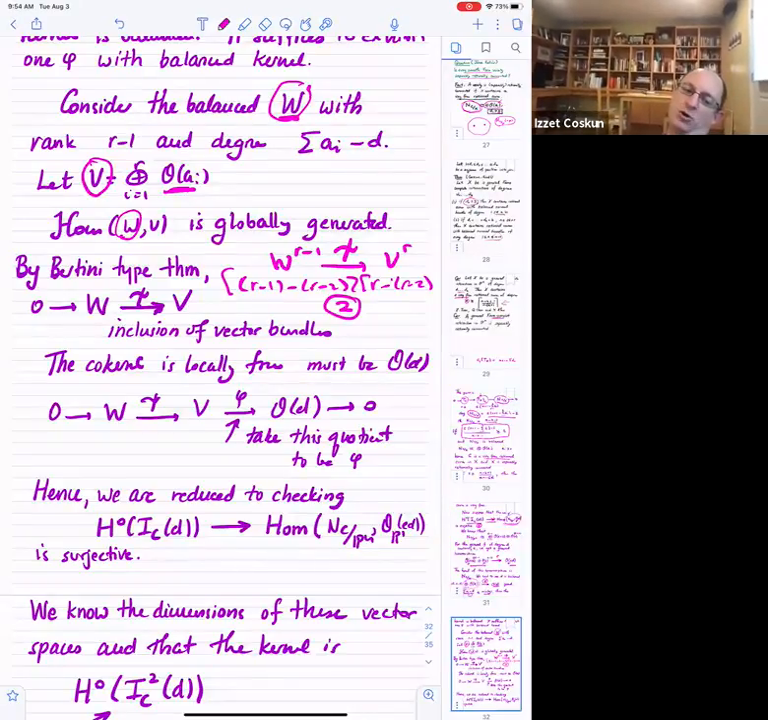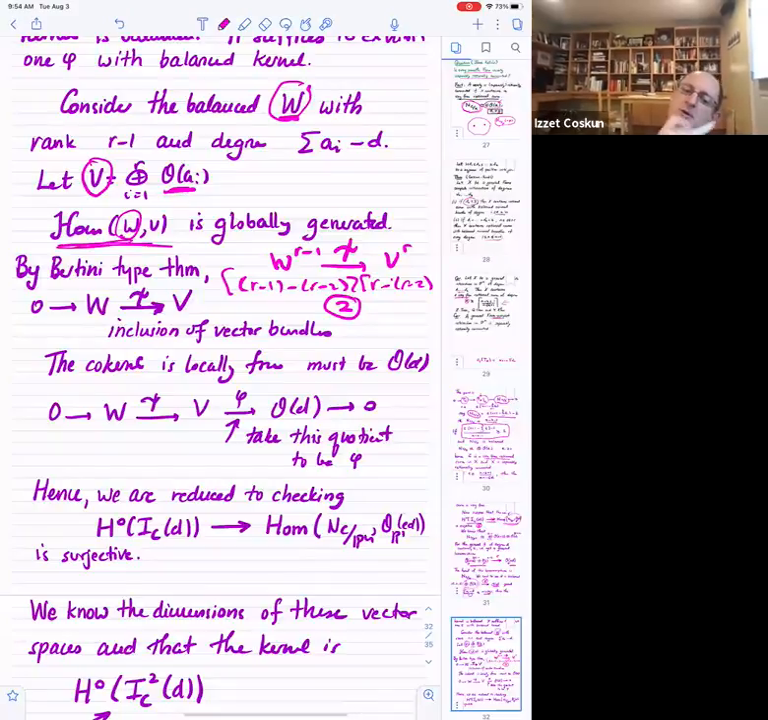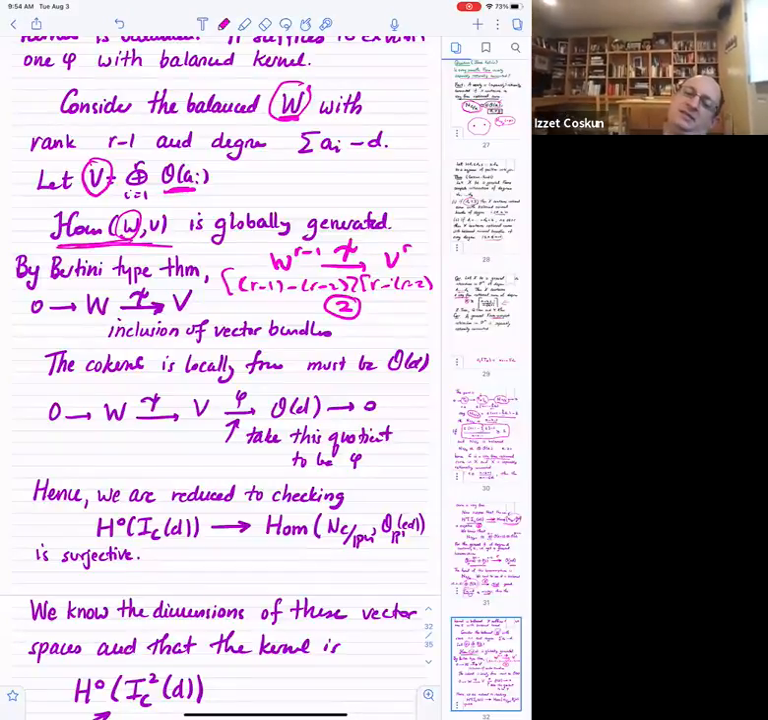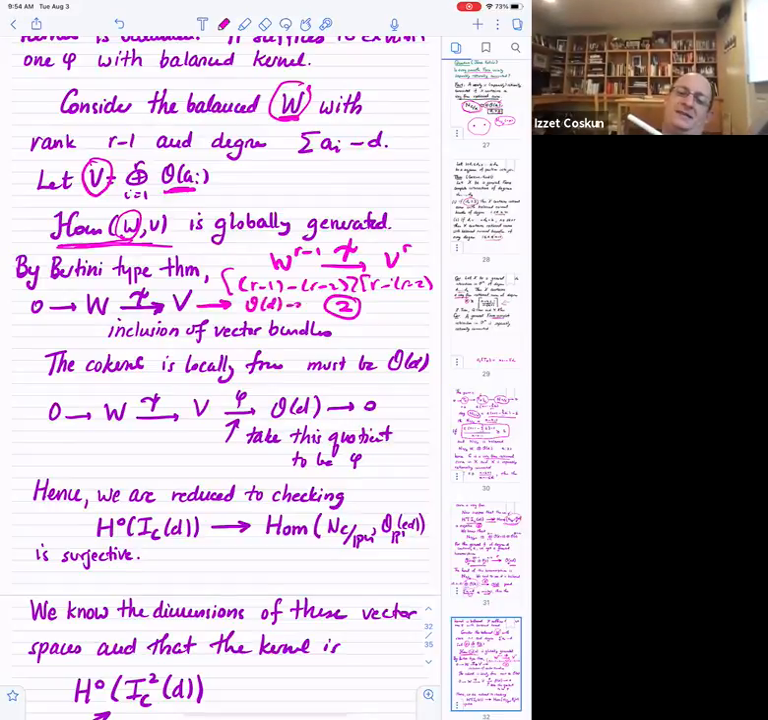So if you have a general homomorphism and this Hom bundle is globally generated, then you get an inclusion of vector bundles like this for the general homomorphism. But if this is an inclusion of vector bundles, then the co-kernel is a line bundle. And we know what the degree is. It's designed so that the degree is O of D, right?